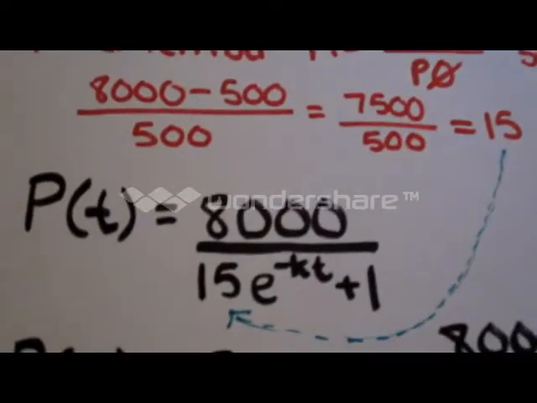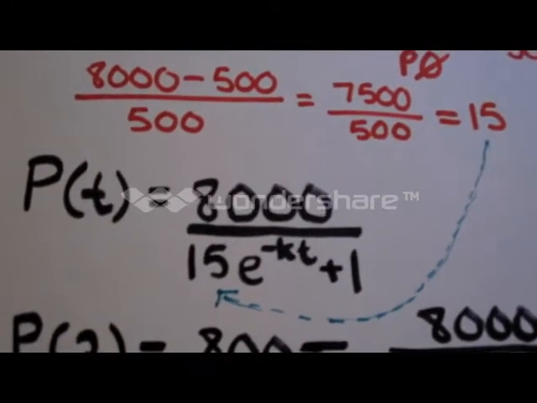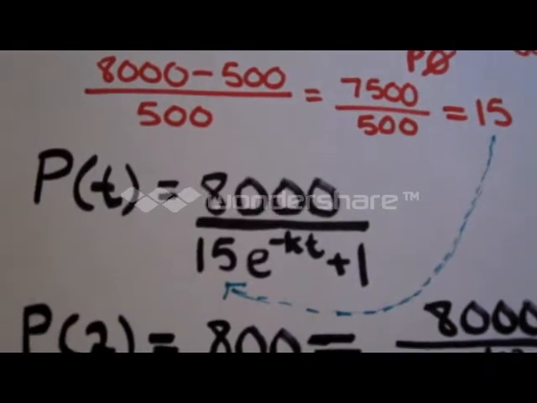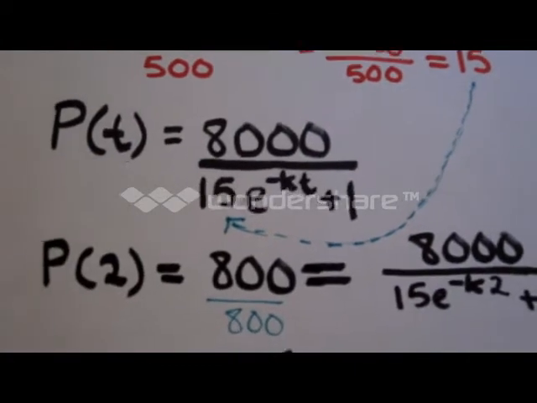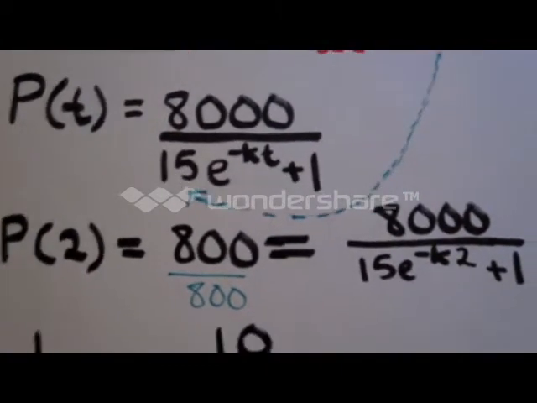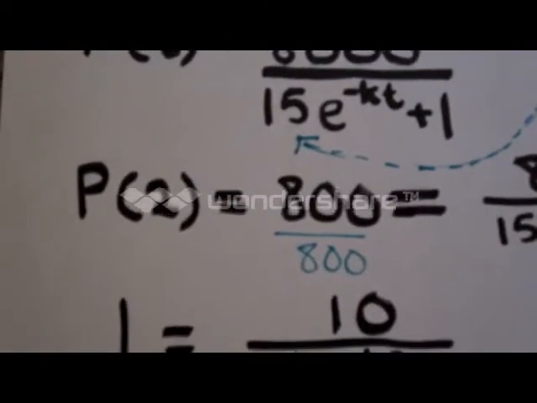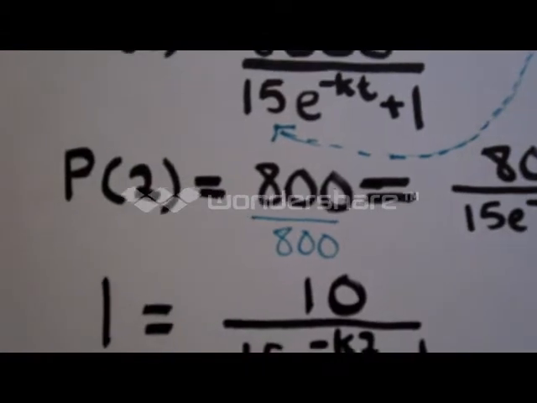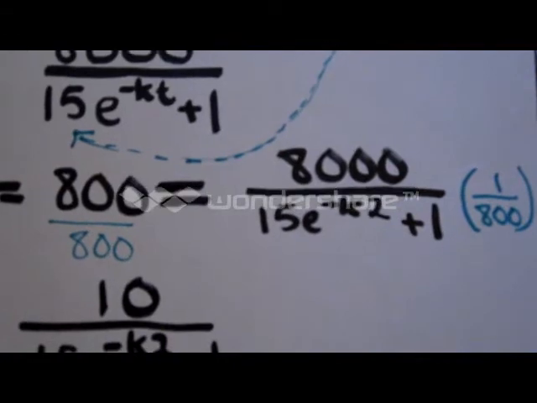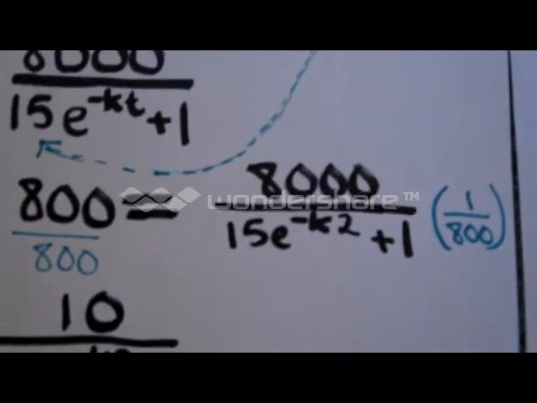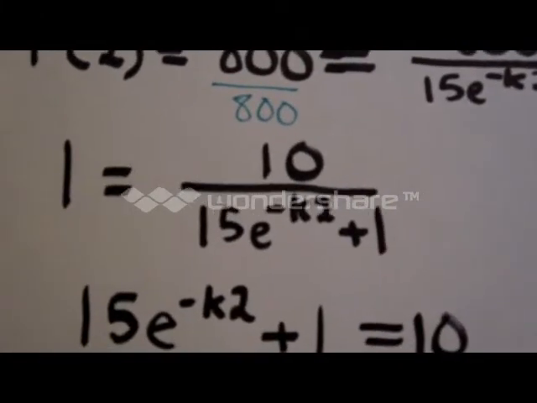So that's our A now. So we're going to plug that into our equation that we had in part C. P(t) equals 8,000 over (15e^(-kt) plus 1). So now we want to solve for k, so we can figure out what the population is after 8 months. Our second piece of information gives us that at month 2, the population size was 800, so we're going to plug that into the equation. So 800 equals 8,000 over (15e^(-k·2) plus 1). Divide by 800, and it simplifies out to 1 equals 10 over (15e^(-k·2) plus 1).